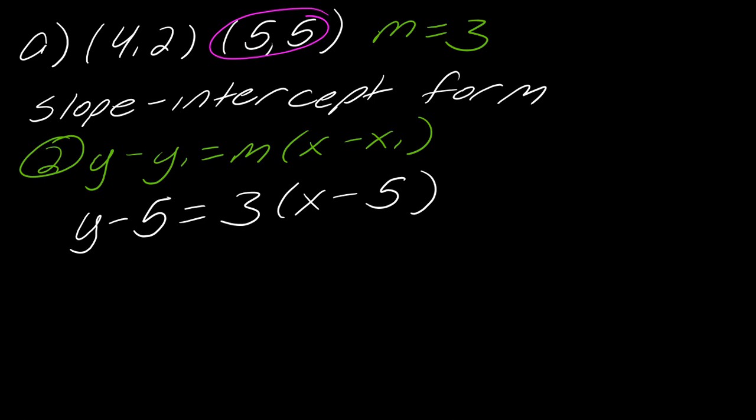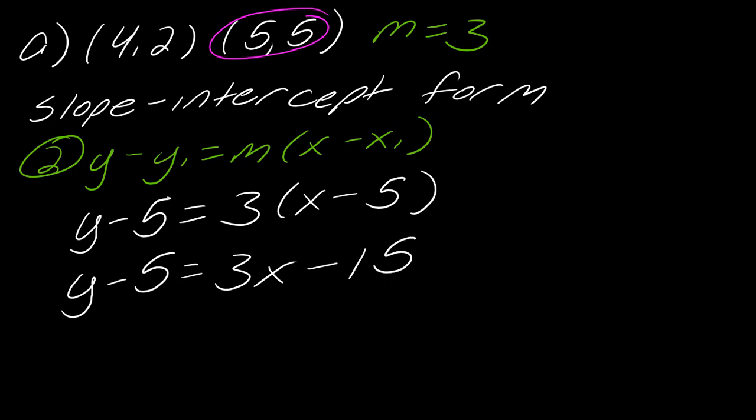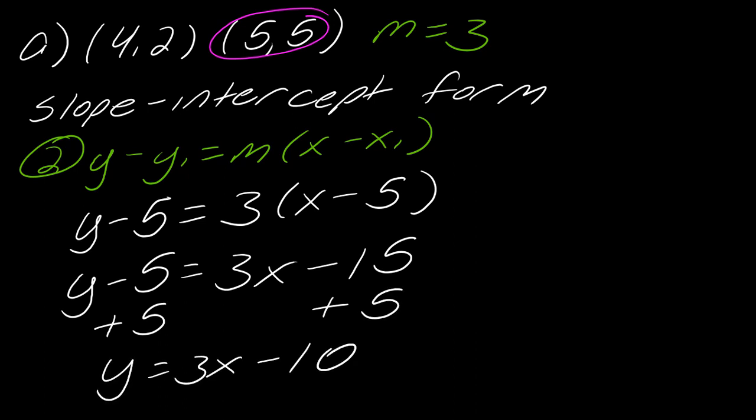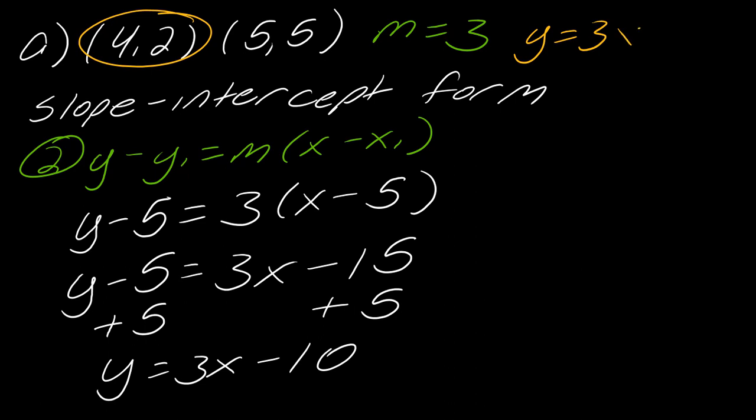And so now I just have to get this into slope-intercept form. So I'm going to distribute that 3, and then really I just have to solve for y. So I can go ahead and just add the 5 to each side to get y equals 3x minus 10, and we're done. Now, hold that thought. I want to actually back up here, and now I want to redo this example using 4, 2. I just want to show you that these things should match. So the hope here is that I get 3x minus 10.